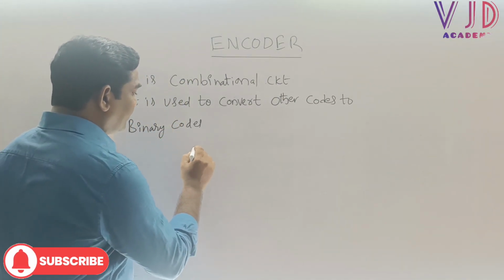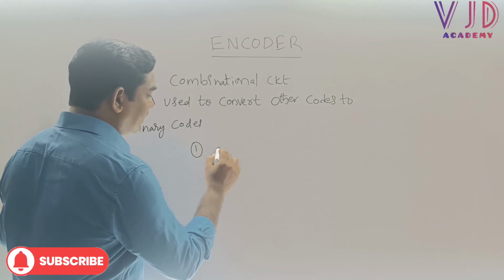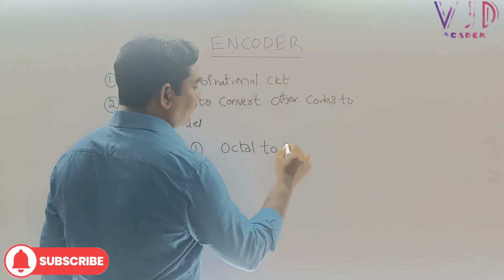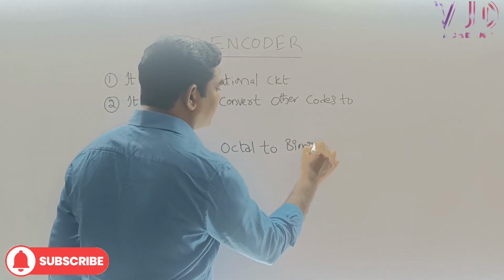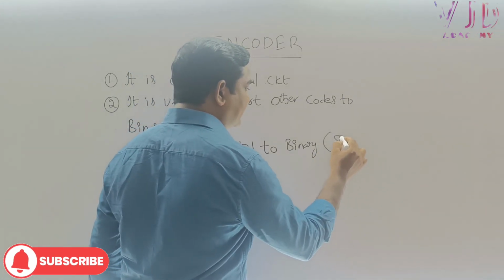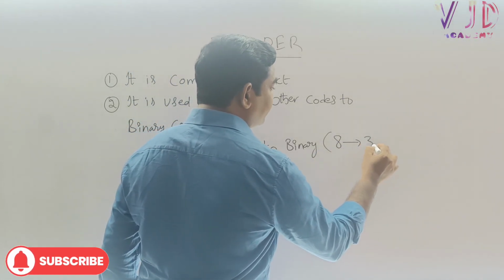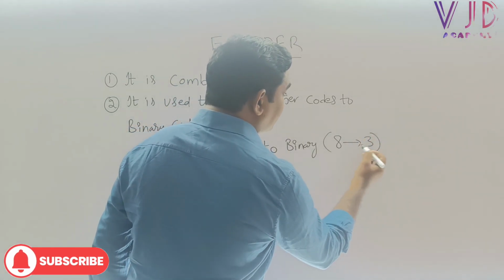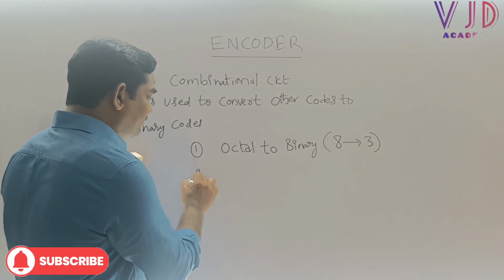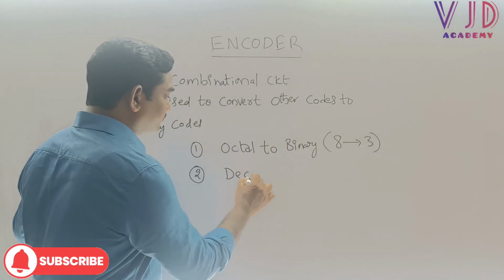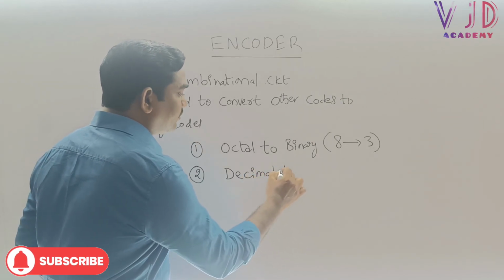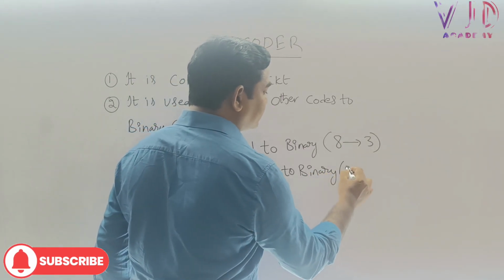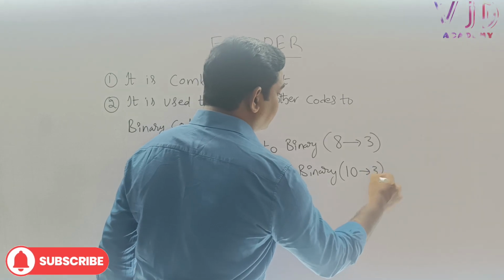Sir, here it is used to convert, first thing we can say, octal code to binary. Can you please tell me, octal means 8, binary means 3, because 8 combinations means only 3 bits. Here 8 to 3 conversion is there. And now here decimal to binary, we can say. Decimal means here 10 to 3.